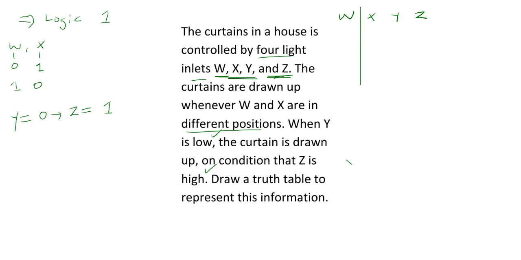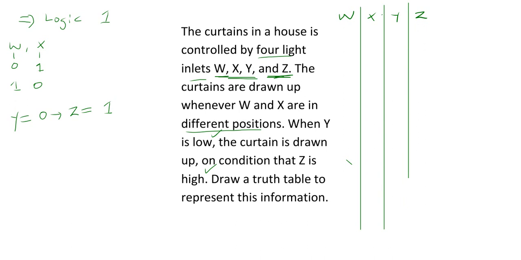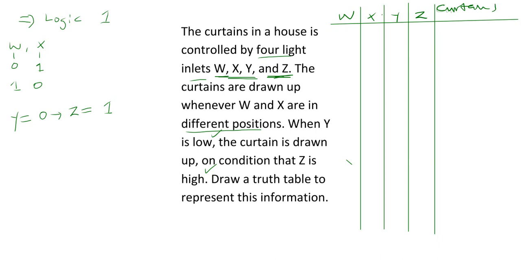So let's draw a truth table of 16 rows, because we are using 4 inputs, that is 2 power 4 to get the number of rows. And now the output will be whether the curtains are drawn up. So here we say curtains drawn up, it can be a question. So that is the truth table. So we fill the values.